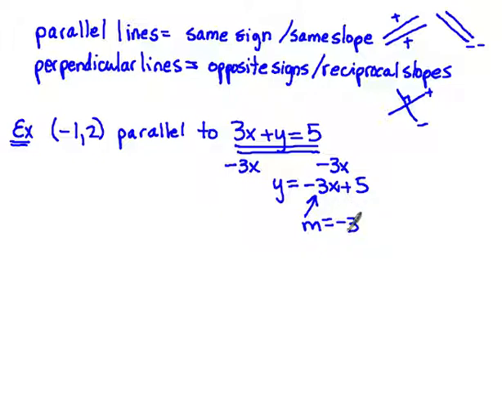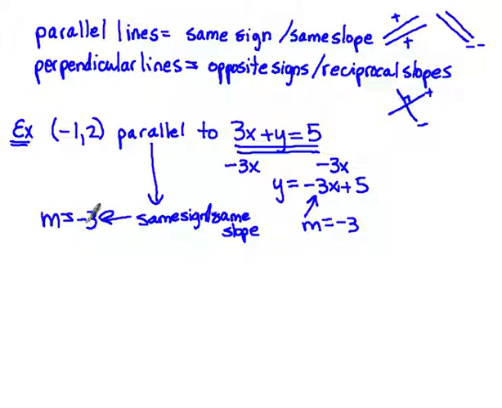All right, so the slope of this line is -3. The next thing I need to know is, what do I know about parallel slopes? They're the same sign and same slope. So that tells me that the slope of my line is -3. So now I have an x and a y, and I have a slope. So I can go to y = mx + b.